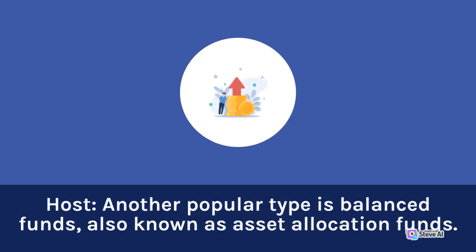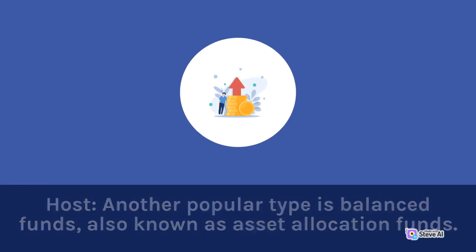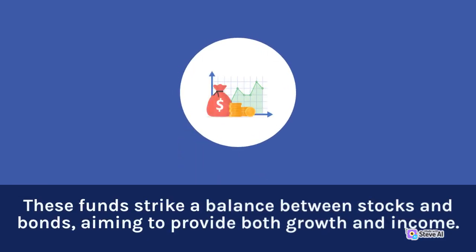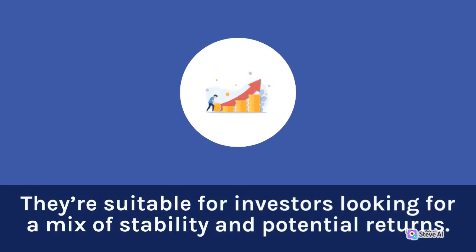Another popular type is balanced funds, also known as asset allocation funds. These funds strike a balance between stocks and bonds, aiming to provide both growth and income. They're suitable for investors looking for a mix of stability and potential returns.